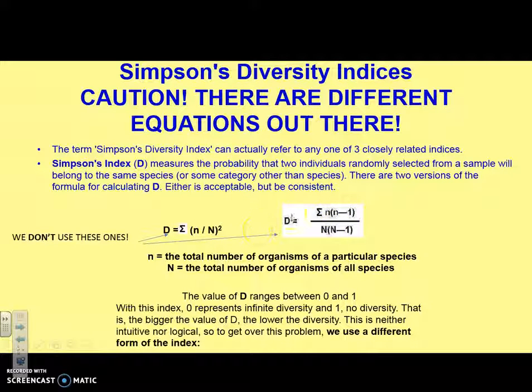Now the reason we're avoiding these two is that these are going to give you values between 0 and 1, with 0 representing infinite diversity and 1 representing no diversity, and that's nonsense, isn't it? That's bonkers, because surely the higher the number, the more diverse it should be. So these two give you a measure that isn't very useful at all.